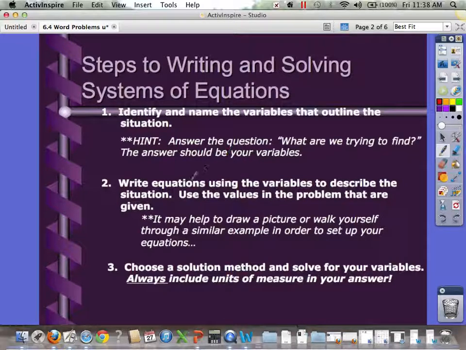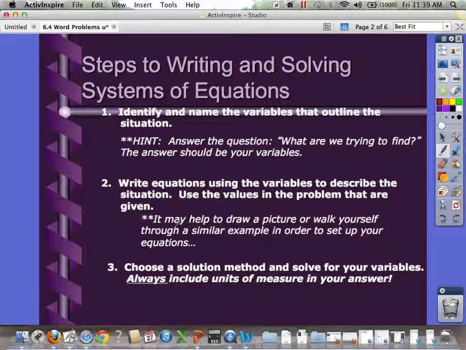And then the next thing you're going to do is write equations using those variables to describe that situation. Use the values in the problem that are given. So it may be helpful to draw a picture or walk yourself through a similar example in order to set it up. They like to use rectangle problems, so you may want to draw a picture of a rectangle. Either way, just whatever works for you.